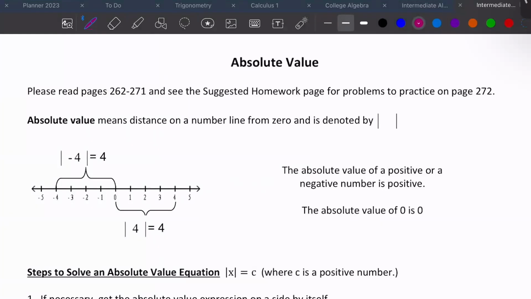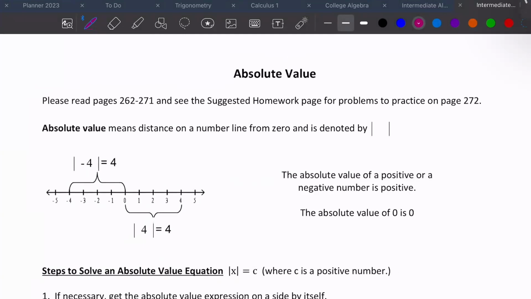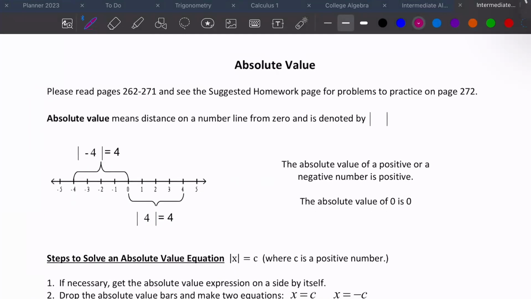All right, so this is section 9.3 in your book. It might be 9.1 through 9.3, I'm not sure, but it's chapter 9 nonetheless, and it talks about absolute value. This goes along with, so we've done linear equations and we've done linear inequalities. Now we're going to do the absolute value of linear equations and the absolute value of linear inequalities.